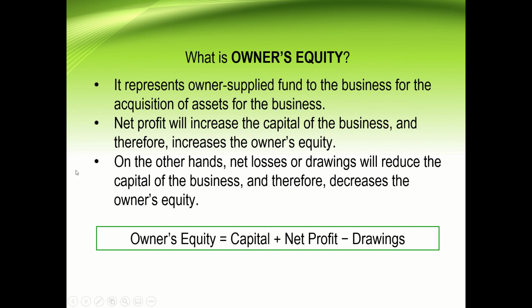That is, owner equity is equal to capital plus profit. But if there is a loss, capital needs to be minus the amount of loss. And then you have to minus the amount of drawing.